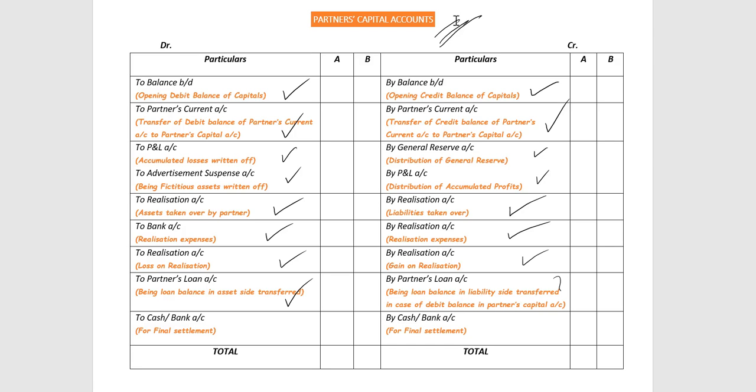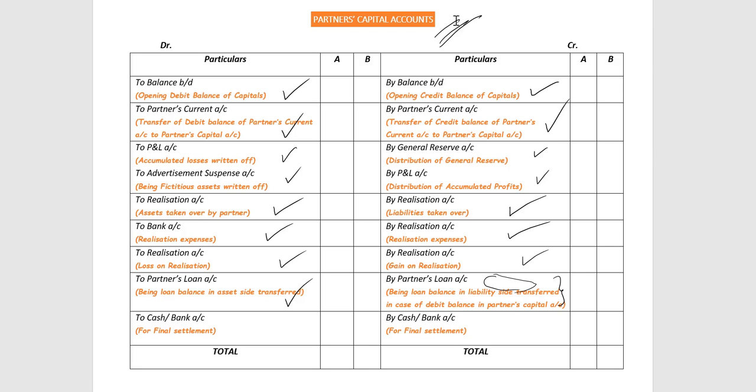Now this by partner's loan account over here, I've shown this just to help us understand that where there is a partner's loan appearing in the liability side of the balance sheet and a debit balance, that is the debit total is greater than the credit total, we will set off the partner's loan with the debit balance of partner's capital account and write by partner's loan account over here.